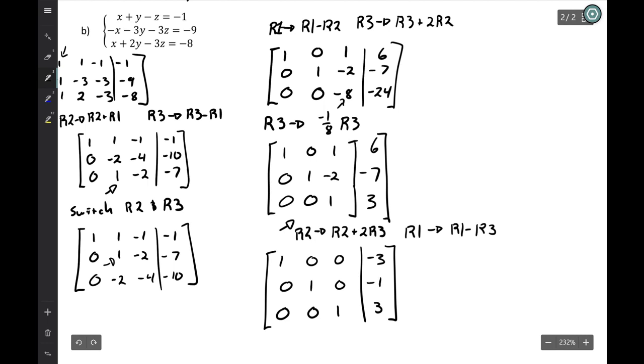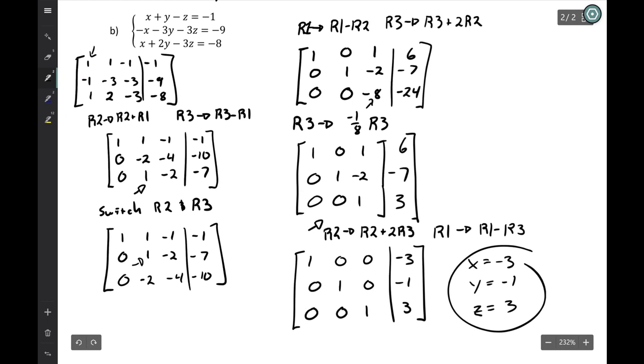Okay, and this gives me the augmented matrix 1, 0, 0, negative 3, 0, 1, 0, negative 1. And this tells me my solutions are x equals negative 3, y equals negative 1, and z is equal to 3. And there you guys see, this is a way more entertaining way of solving a system of 3 equations, 3 variables, than using elimination, because you can clearly see what's going on, and it's just kind of nice.